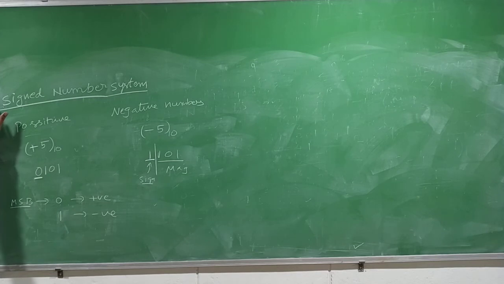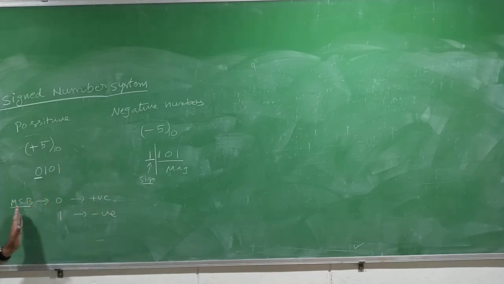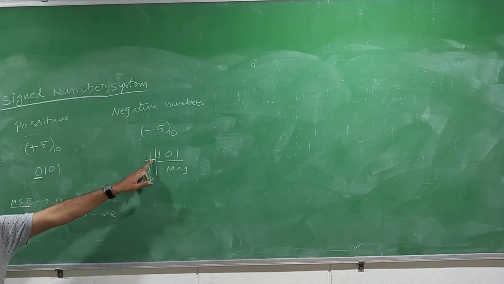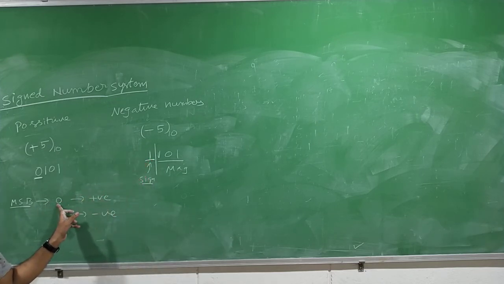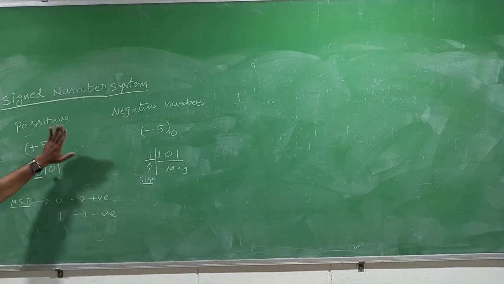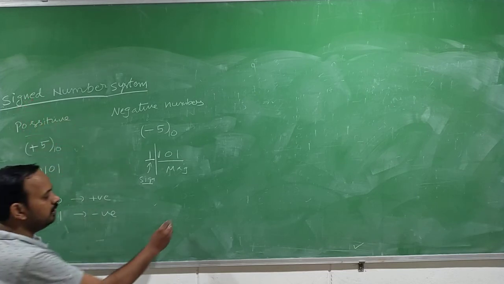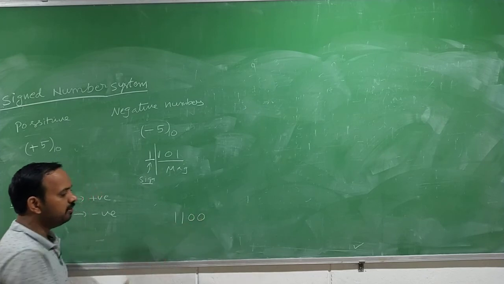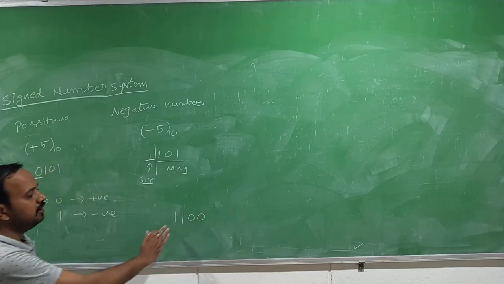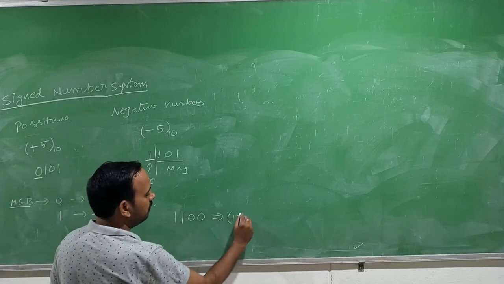The provided condition is that you must be in the signed number system. If somebody tells you that you are in the signed number system, then you need to look at the MSB. If the MSB is 0, that is a positive number. If the MSB is 1, that is a negative number. If they do not mention the signed number system and simply give 1100, and ask what is the value of this number, then it is actually 12 in decimal.